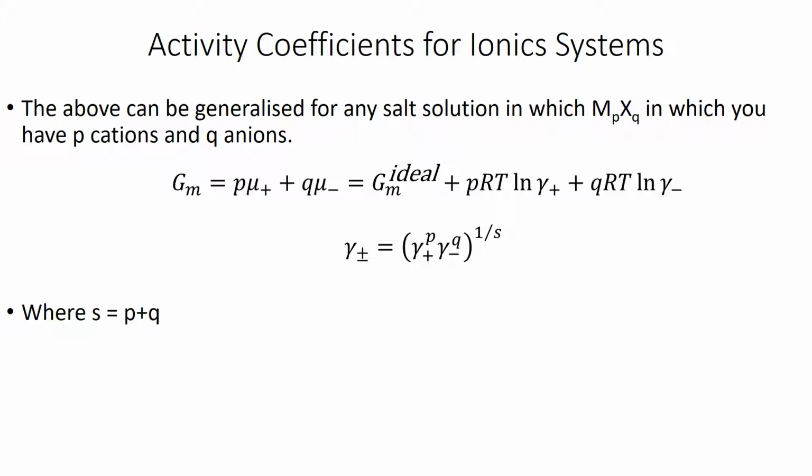All right, so the above was a simple case for a very simple salt. What if you have salts with different charge to them? For example, calcium chloride. There's one calcium cation, 2+, and then you've got chloride minus ions. So what do we do? You rederive the entire thing, and then you redefine a new geometric mean for the activity coefficient, which you can see is the definition here. Gamma plus minus is equal to gamma plus to the power of p, and gamma minus to the power of q, and you take the root to the power 1 on s, where s is just p plus q.